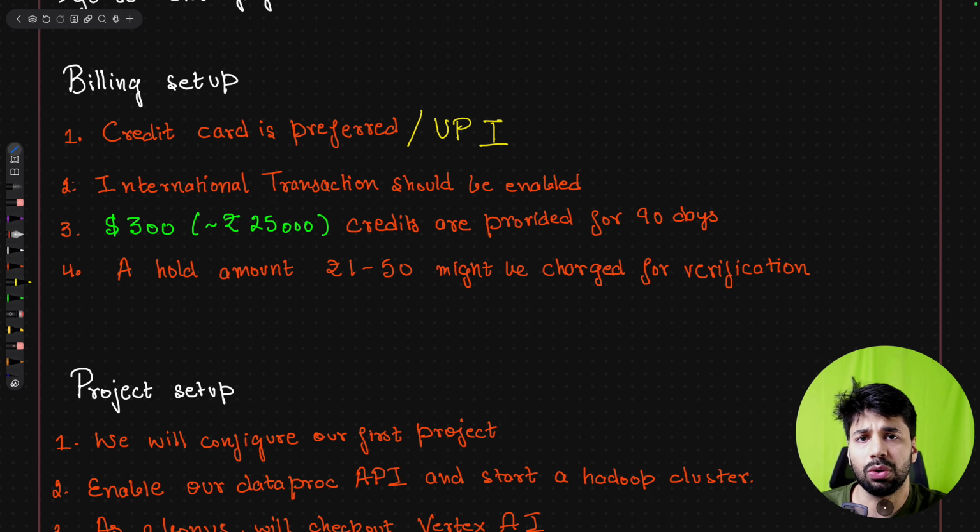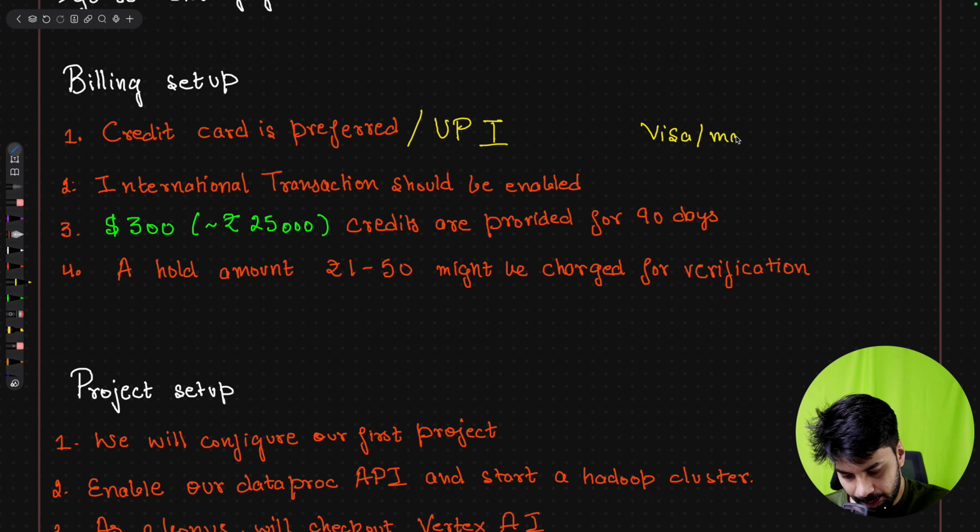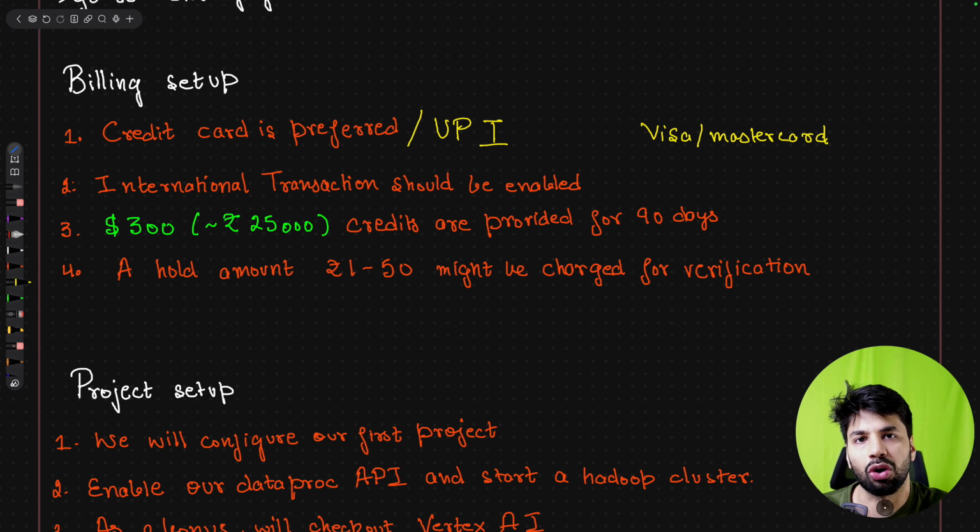In a similar way, you can use a credit card as well. Just make sure the credit card is either Visa or Mastercard, and it should have the feature of automatic payment, which we have seen. Again, no payment will be there, but it will still take that mandate that it can deduct up to 15,000. Next, international transaction should be enabled. So if you are using a credit card, please make sure that international transaction is enabled.